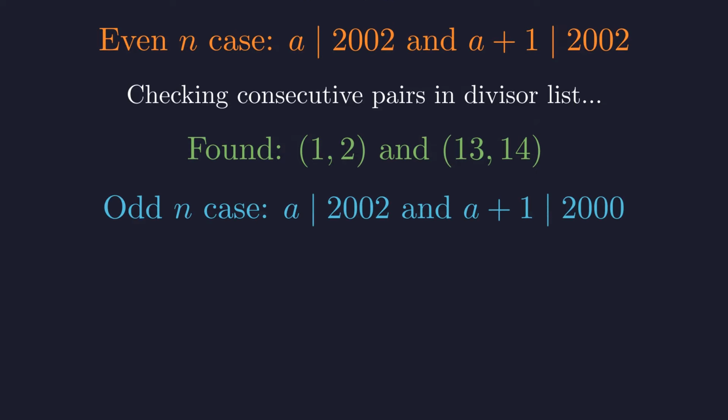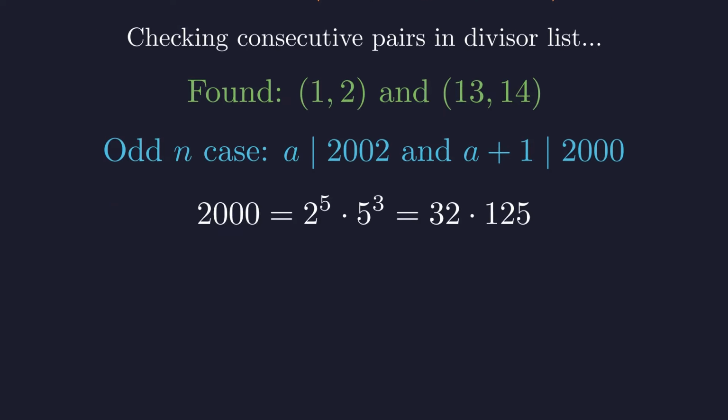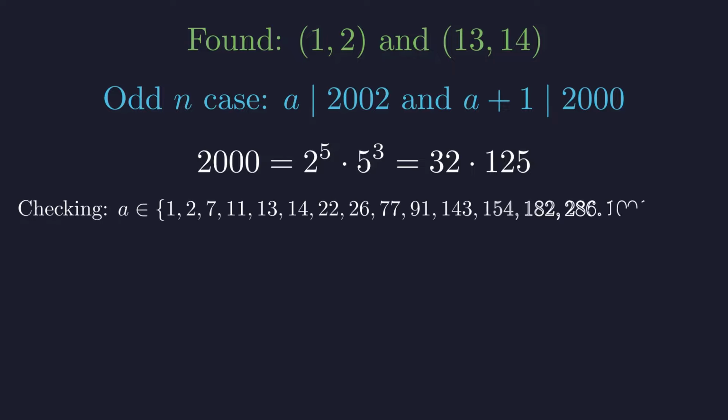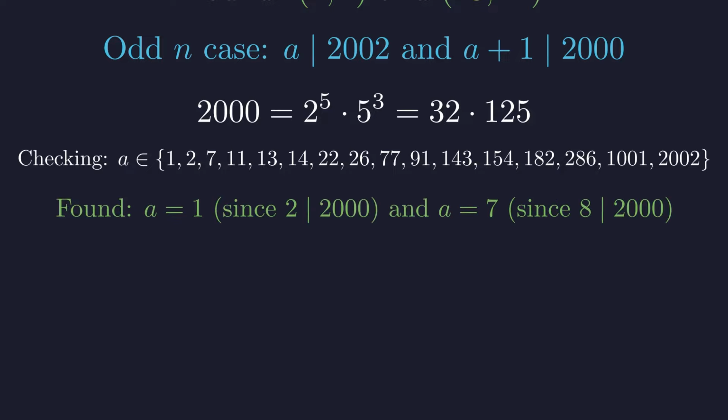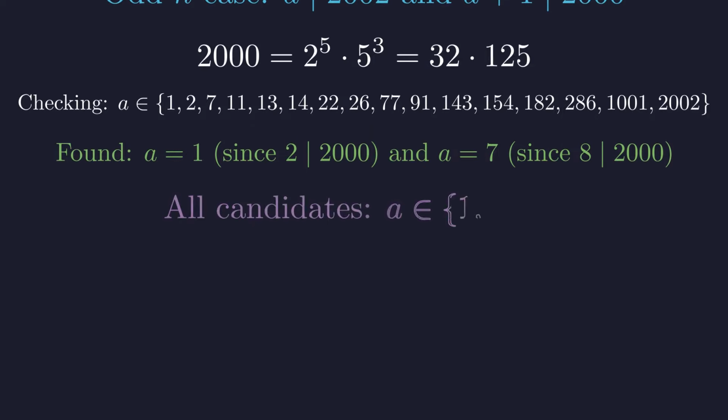For odd n, we need a to divide 2002 and a plus 1 to divide 2000. 2000 factors as 2 to the 5th times 5 cubed. We check each divisor of 2002 to see if its successor divides 2000. We find that a equals 1 works since 2 divides 2000, and a equals 7 works since 8 divides 2000. Combining both cases, our complete list of candidates is a in the set 1, 7, 13.